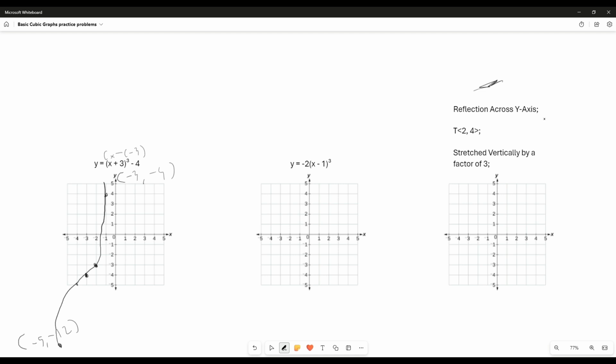For this one, a is -2, which means that instead of going to the right, we're going to go to the left and up. No k value, but our h is 1, because again, x minus 1. So our a value is 1, and like I said, k is 0, so (1, 0) will be our vertex. So right here.